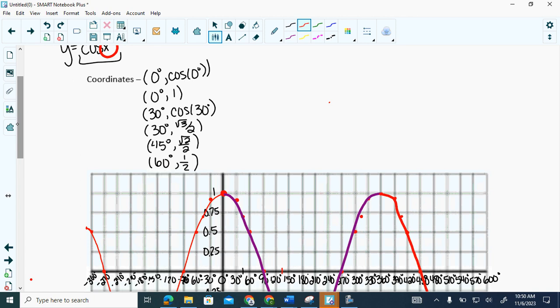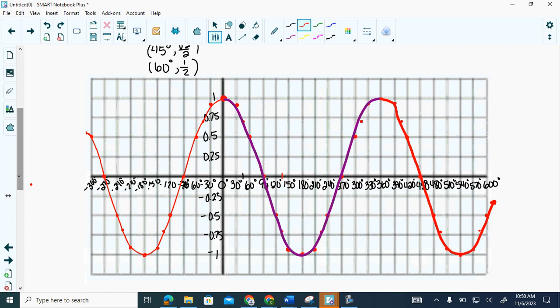X, y, x, y. So if you want the x-intercepts, you literally go to your graph and say negative 90, 90, 270. Literally list the x-intercepts. This thing repeats itself every 360, which makes sense because your unit circle repeats itself every 360.